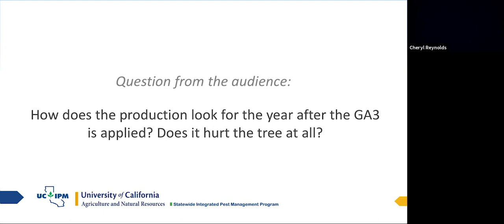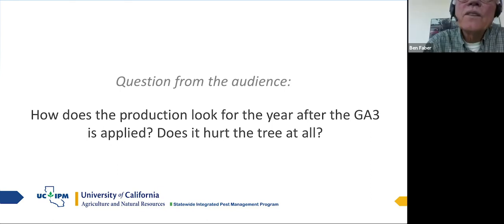Okay, how does production look for the year after the GA3 is applied? Does it hurt the tree at all? No, that's why Carol took 6 years to do the study. It found no reduction in yield at the rates that she was using, and it didn't see a yield increase in every year that was used. But when you average it over the 6-year period, there was a clear increase. That was the 22,000 per tree per year.